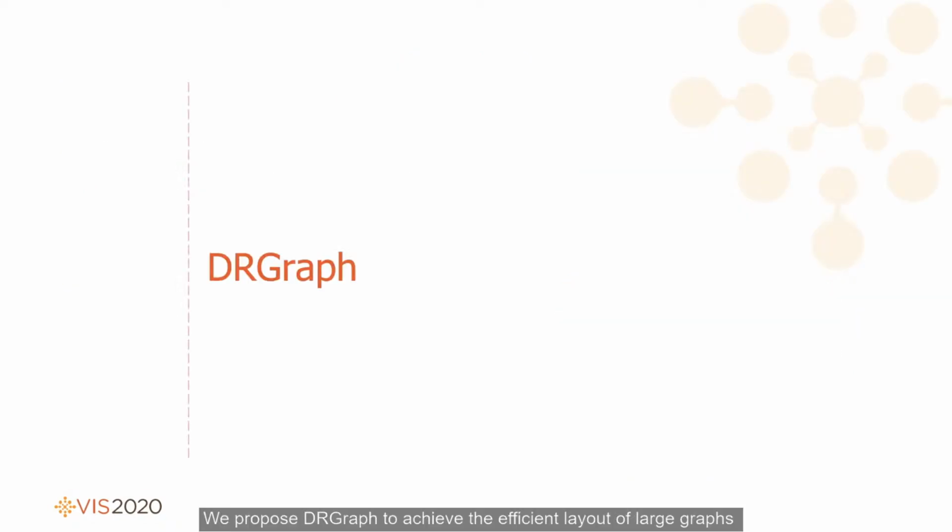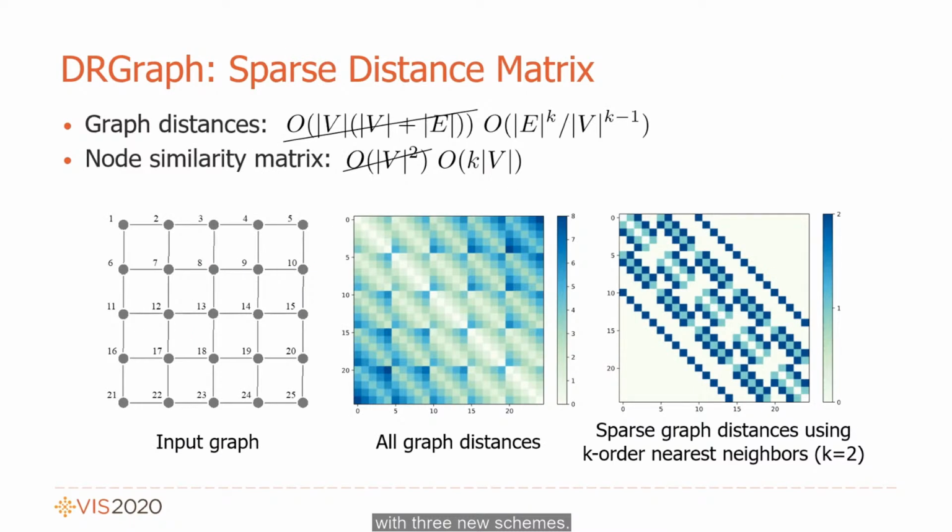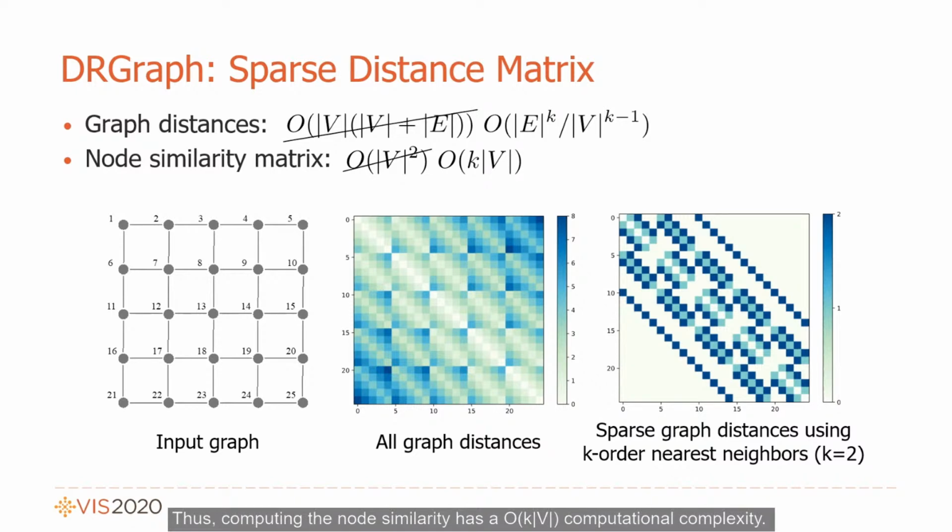We propose DRGraph to achieve the efficient layout of large graphs with three new schemes. First, DRGraph utilizes a sparse graph distance matrix to simplify the computation of pairwise node similarities. We use the shortest path distances between a node and its k-order nearest neighbors. Thus, computing the node similarity using the sparse graph distance matrix has a kV computational complexity.